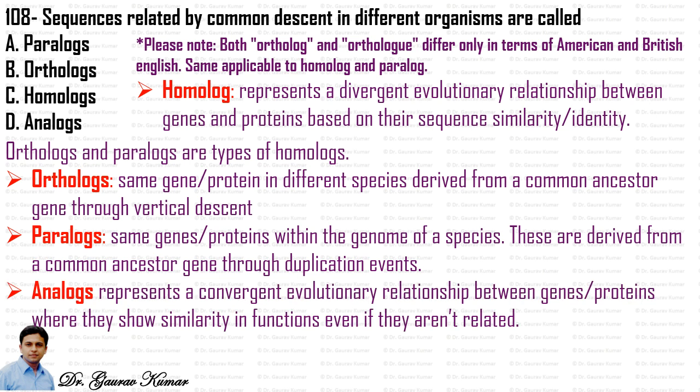And the fourth one, analog, represents a convergent evolutionary relationship between genes or proteins where they show similarity in functions even if they aren't related. So the option B, that is, the sequences related by common descent in different organisms are called orthologs, is correct.